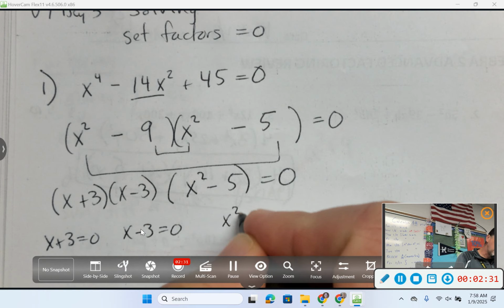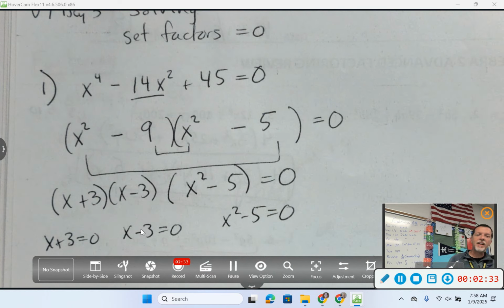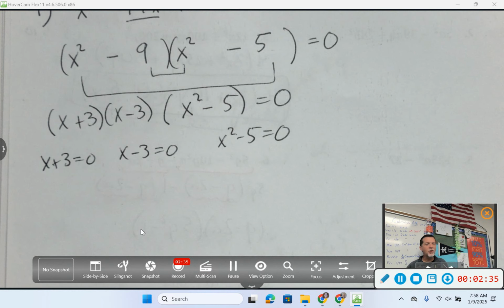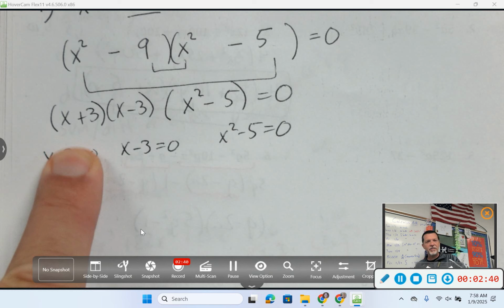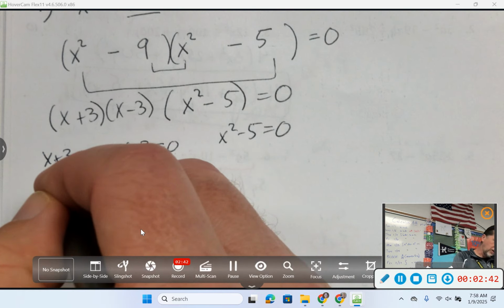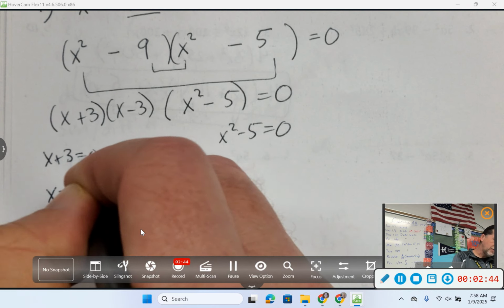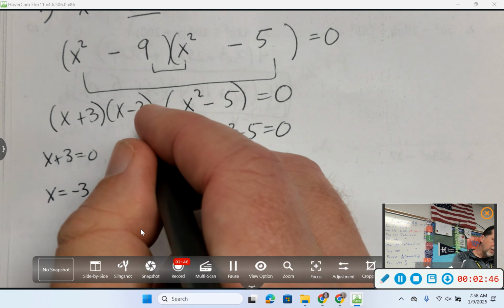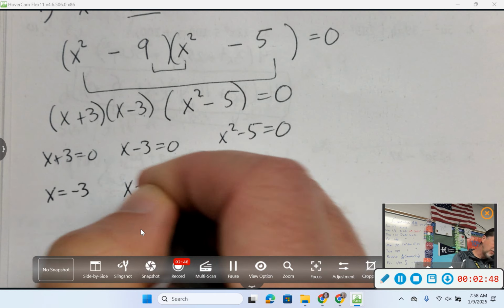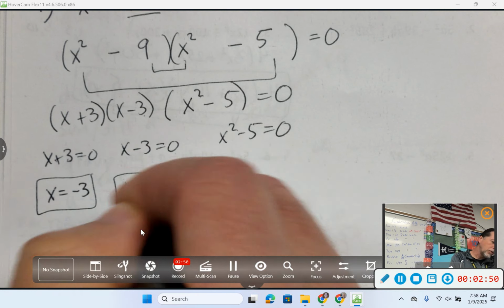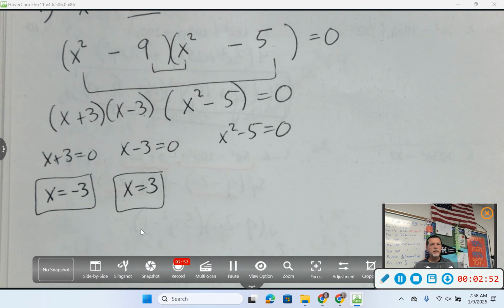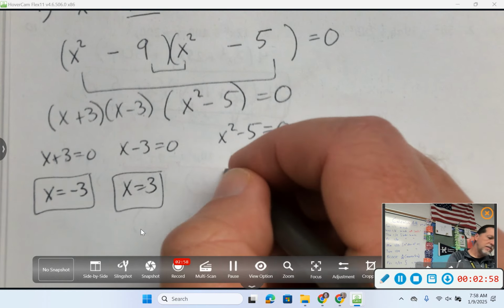This is the step that most of you do not write, and that's okay, because you've done it so many times that your brain just knows if x plus 3 is the factor, then what's the solution that goes with that? x equals negative 3. And if x minus 3 is the factor, then x equals 3 is the solution that goes with that. But what about x squared minus 5? Square root of 5, plus or minus.